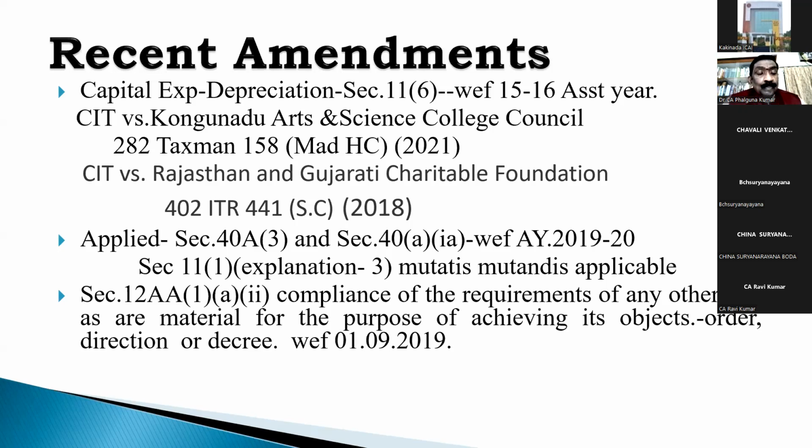Now another point: just like your business disallowance sections, those sections are quoted and they said mutatis mutandis is applicable. 40A(3), cash payments more than 10,000, 100% disallowance. And 40(a)(ia), expenditure liable for TDS.